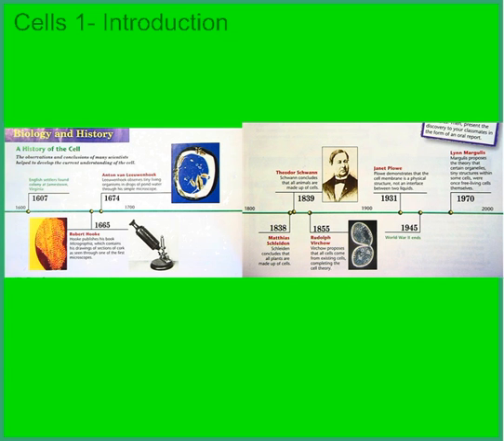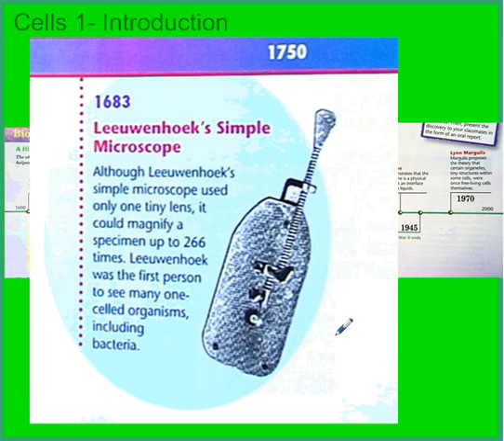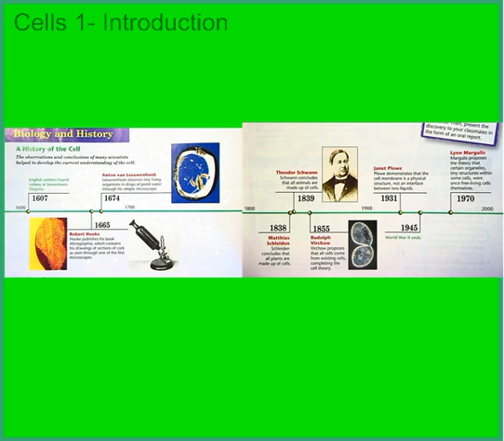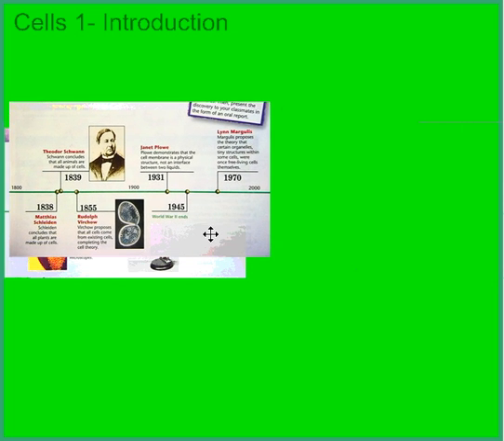And around the same time, the Dutchman Leeuwenhoek was looking at pond water with his very simple microscope that looked like this. He would place a specimen here on this point. The lens was right there. He would hold it up to the light and he could see the very small microorganisms swimming around in the pond water.